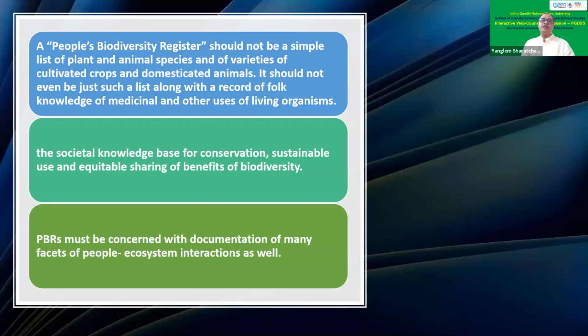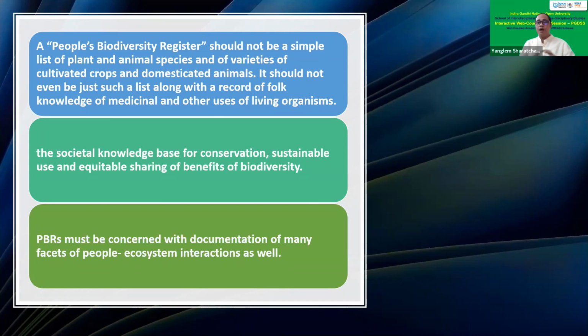So when we implement this People's Biodiversity Register, it should not be a simple list of plant and animal species and of varieties of cultivated crops or domesticated animals. It should not even be just a list along with a record of folk knowledge of medicine and other uses of living organisms, but also it should be a society knowledge base for conservation, sustainable use, and equitable sharing of benefits of biodiversity.